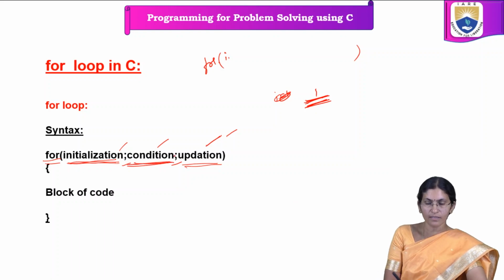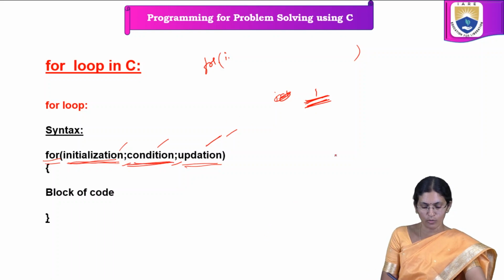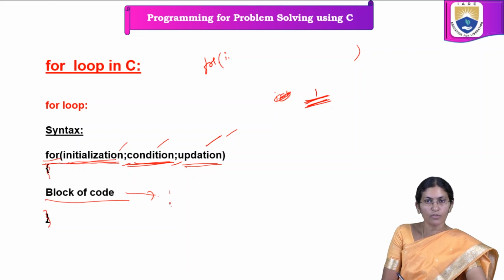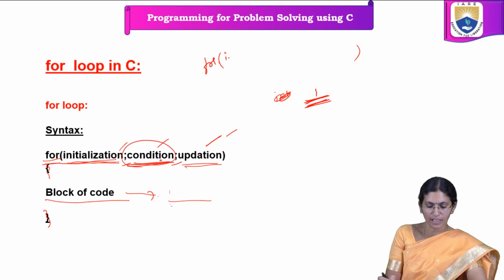So only then the set of statements inside the loop, this is the body of the loop, which are specified inside the curly braces. This block of code is nothing but the body of the for loop, where you write the set of statements. Here you can include a set of statements, or it can be a single statement, which you want to repeat.